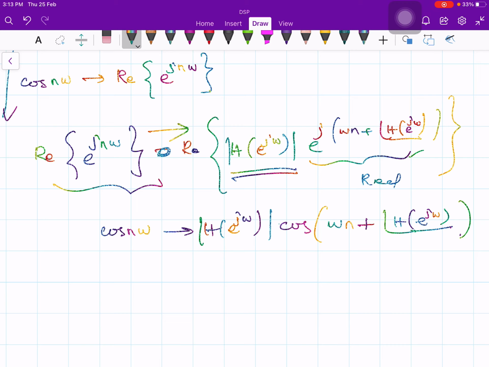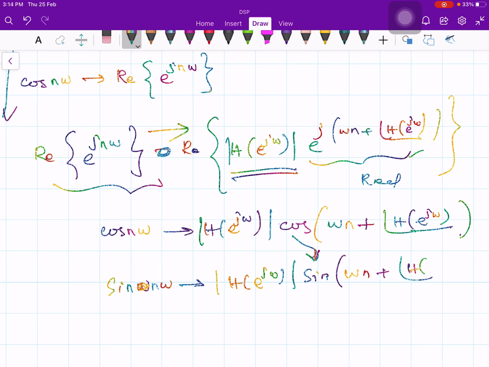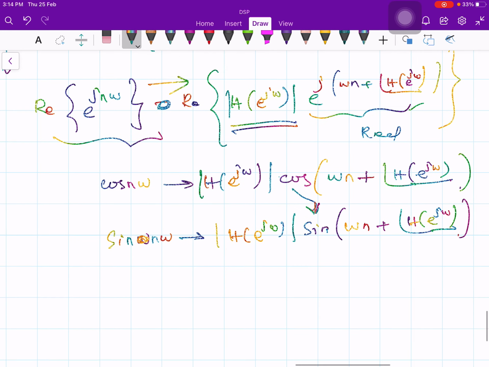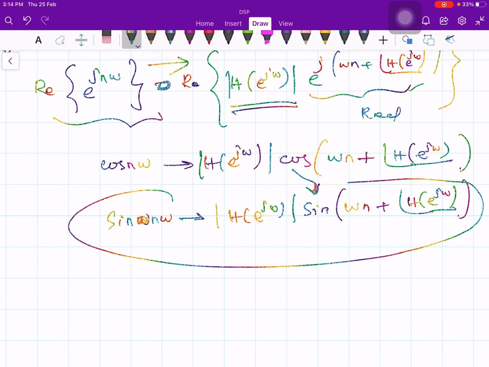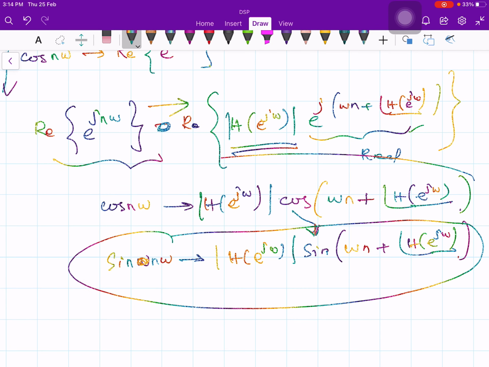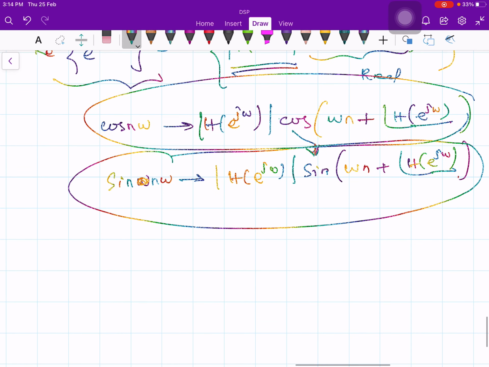And in a similar manner, if I have an input sin n omega, then all that differs is that instead of cosine, I have sine of omega n plus the angle of H of e to the j omega. That's it. And this expression gives the steady state response of the system. You might have studied this in your other course, like control systems. Steady state response of the system.